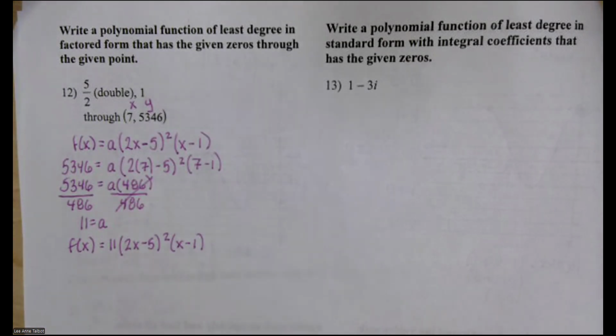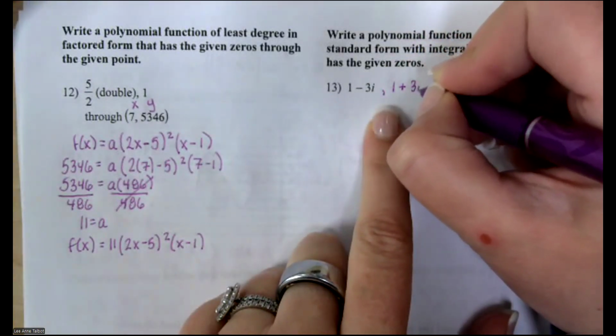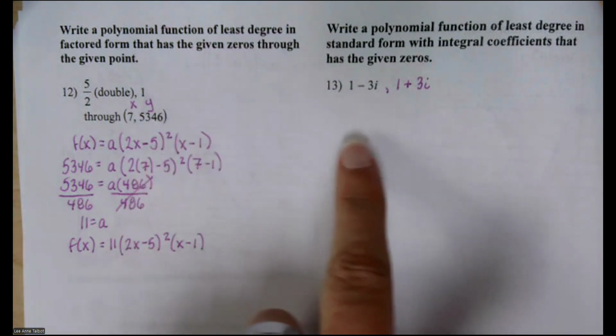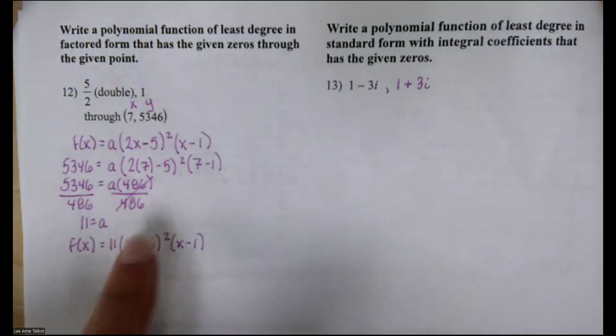Okay, last one. Write a polynomial function with these zeros. Okay, this one is complex. That means that he needs his best friend, the conjugate, who is 1 plus 3i. This one does not have a point given with it. Actually, I think it does on the test. So you're going to have to do this business and then put the x and y in.